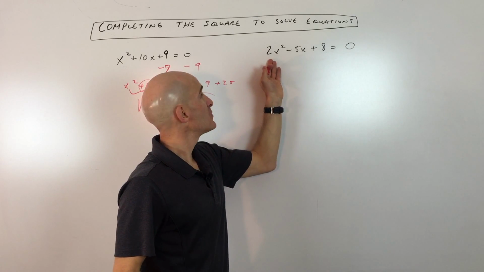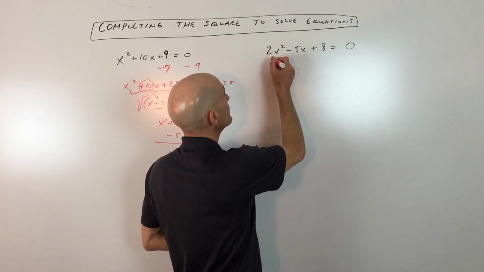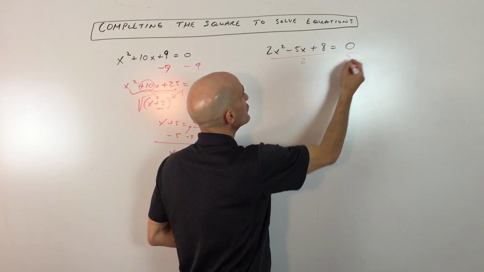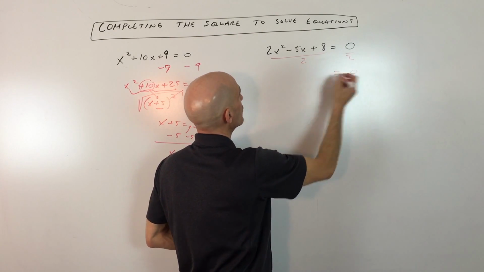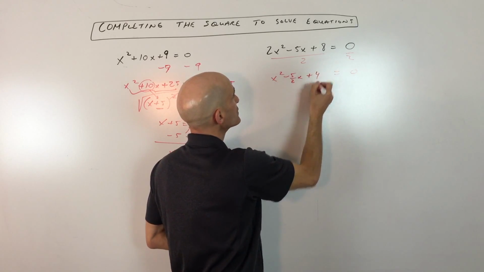In this example, you can see we have a leading coefficient of 2. So what we want to do is divide everything by 2, left and right sides of the equation. So if we do that, 0 divided by 2 is 0. Here we get 1x squared minus 5 halves x plus 4.